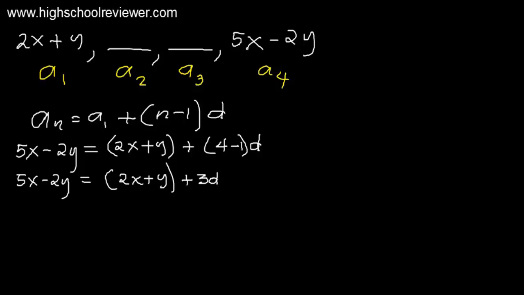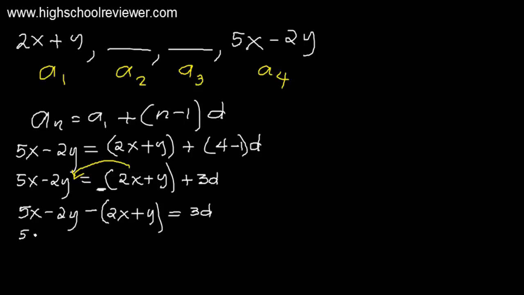So to find D, we need to transpose the quantity 2x plus y to the other side. So if we transpose this from positive, it will change sign. So this positive here will become negative. So transposing, we will have 5x minus 2y, and again, from positive, this will become negative. So this will now be negative the quantity 2x plus y equals 3D.